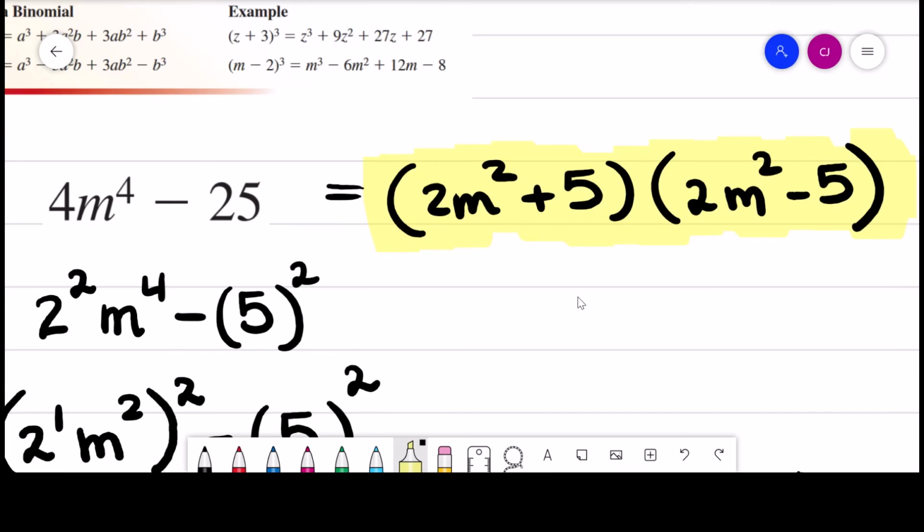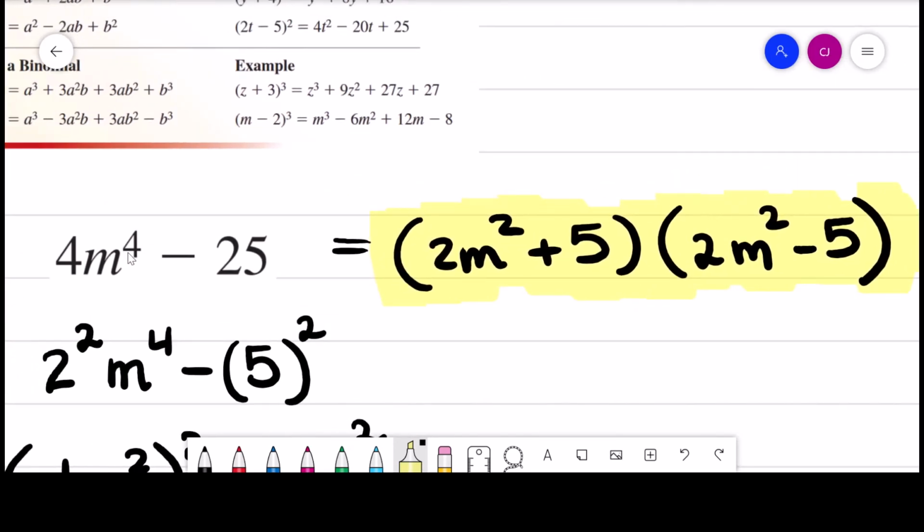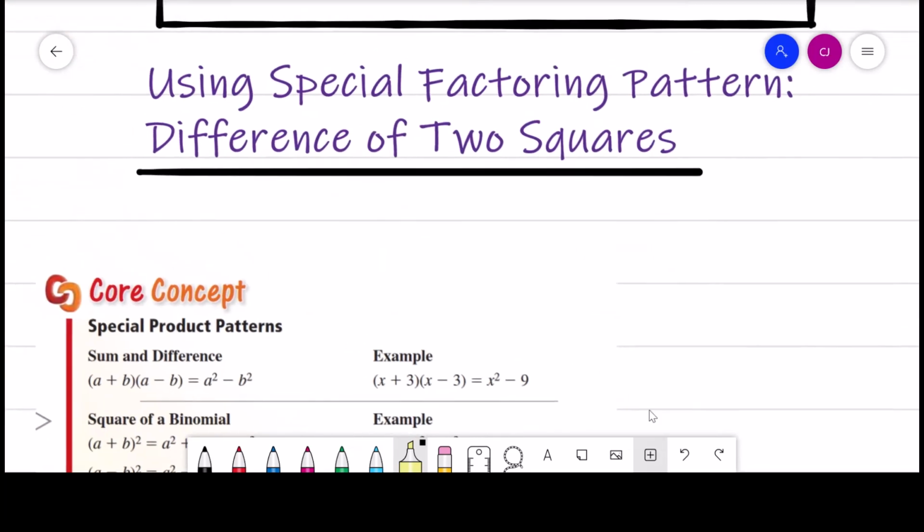So there you have it, guys. We were able to take 4m to the 4th power minus 25 and rewrite it so that we could use the special factoring pattern difference of squares, which then gave us a factored form of 2m to the 2nd power plus 5 times 2m to the 2nd power minus 5. And we get to this point and we can't factor it any further, so this is going to be our final answer, or our most factored form of 4m to the 4th power minus 25.